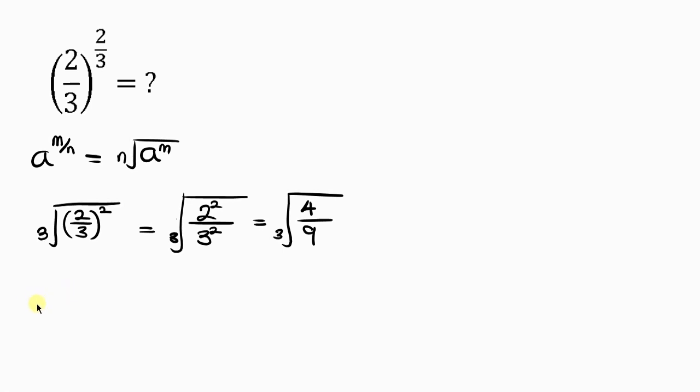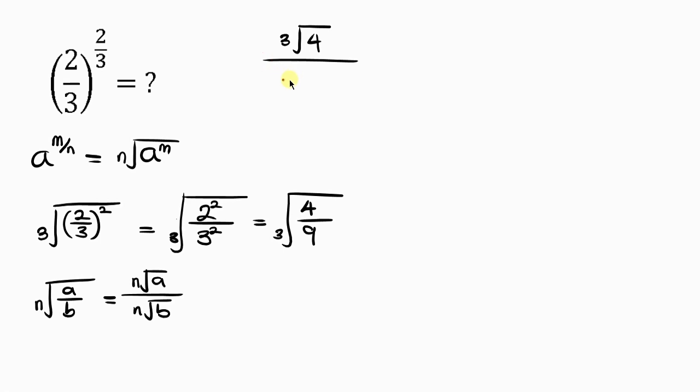Our next step will be for us to apply a property of surd. Let's say, for example, when I have the nth root of a over b, this can be written as the nth root of a all over the nth root of b. So let's apply this property to what we have here. So this expression can now be written as the cube root of 4 all over the cube root of 9.